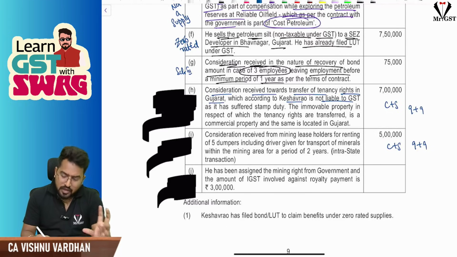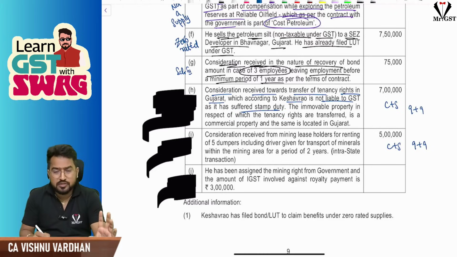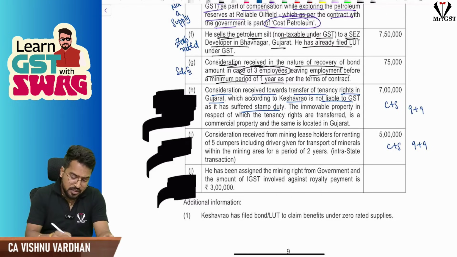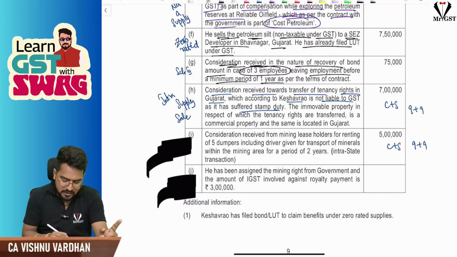Next, consideration received towards transfer of tenancy rights in Gujarat. Keshav, according to him, is not liable to pay GST because of stamp duty. We know that transfer of tenancy rights is a supply of service, it is taxable. So Keshav's intention is wrong. So this is an intrastate sale. Yes, CGST and SGST will come into picture.